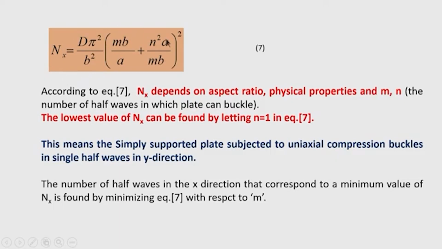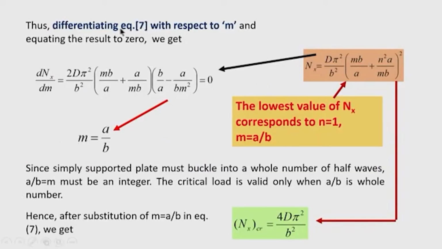So, therefore, we differentiate this expression with respect to m and apply the condition of minimum value for m. Okay. So, now differentiating equation 7, equation 7 is this, and n value equal to 1 is put here, that means we are getting m b by a plus a by m b. Okay. So, this equation is differentiated with respect to m. So, d n x by d m is differentiated and equated to 0 to find the condition for which the buckling or half wave numbers in x direction can be found out, that is we want to find m.